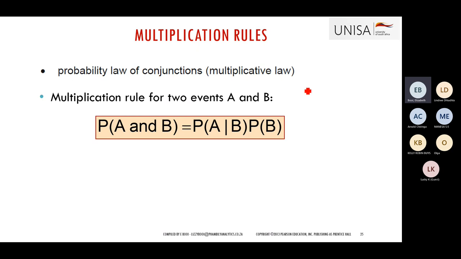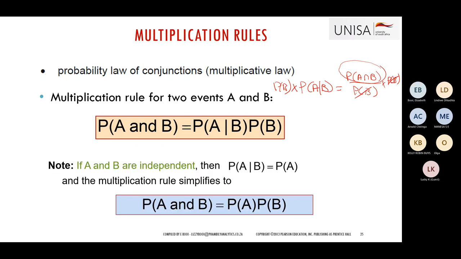So I can write the formula. Conditional probability says the probability of event A given B is given by the probability of event A and B divided by the probability of event B. Now, if I need to find this probability of A and B, and because this is dividing, I can multiply by the probability of B this side. Therefore, I must multiply by the probability of B that side. In this side, the probability of B and B cancels out. And I'm left with the probability of A and B is equal to the probability of A given B times the probability of B. That is the multiplication rule. Easy. From conditional probability to a multiplication rule.